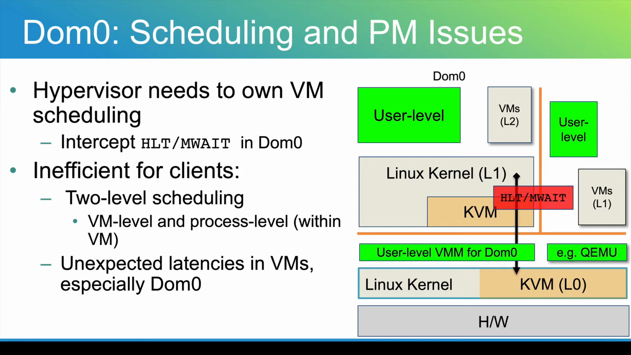But this causes inefficiency, especially for the client, because of two-level scheduling. So now we have scheduling at two levels: in the hypervisor Linux and then also within the DOM0 Linux kernel. Because of those, we see unexpected latency in VMs, especially in DOM0.